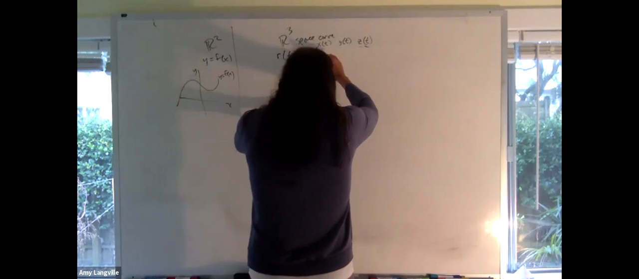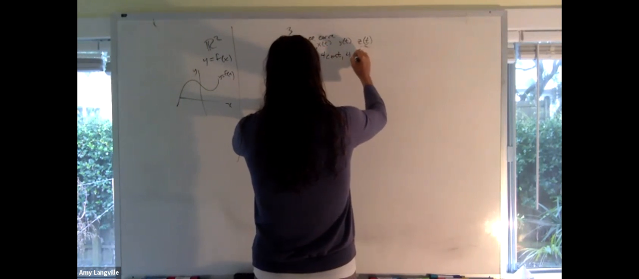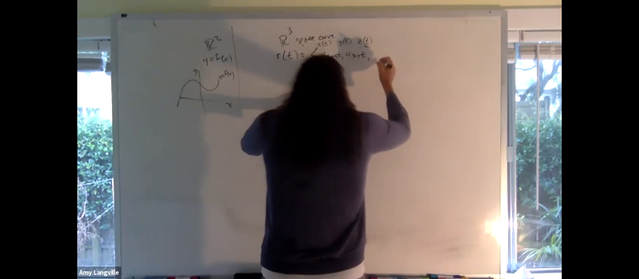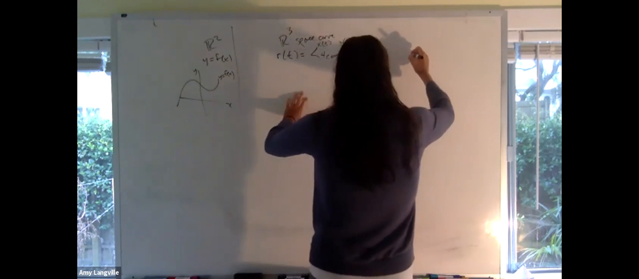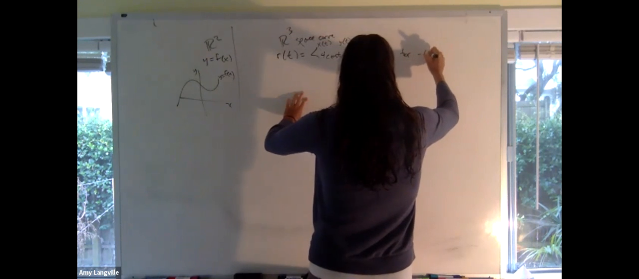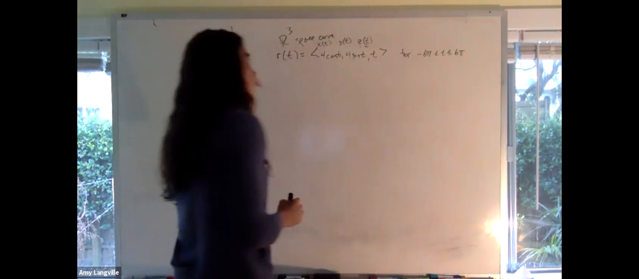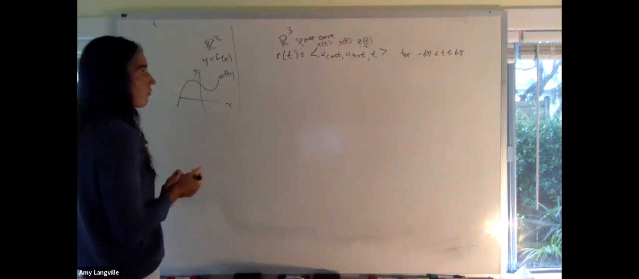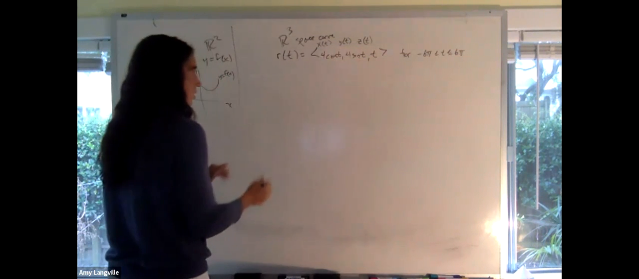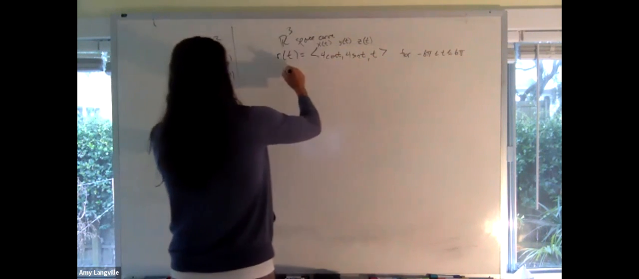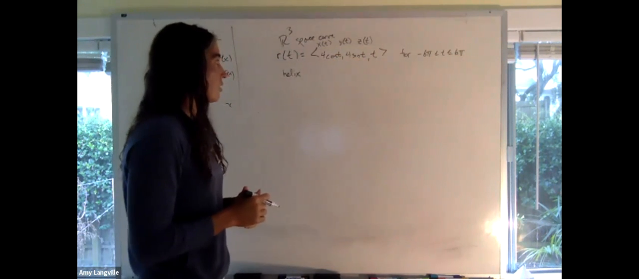r(t) is 4 cosine t, 4 sine t, t, 4, t between minus 6 pi and positive 6 pi. Okay. And this one is going to be something called a helix. You're going to be pretty familiar with these, and especially after you finish these activities.